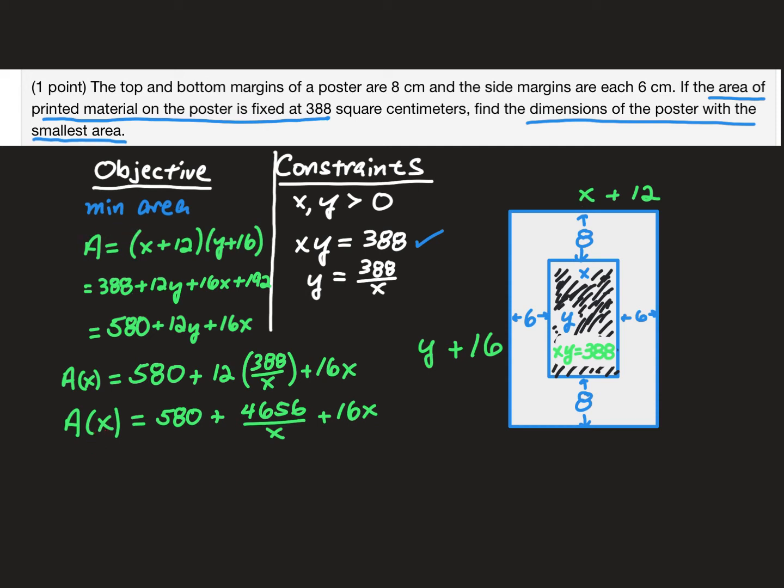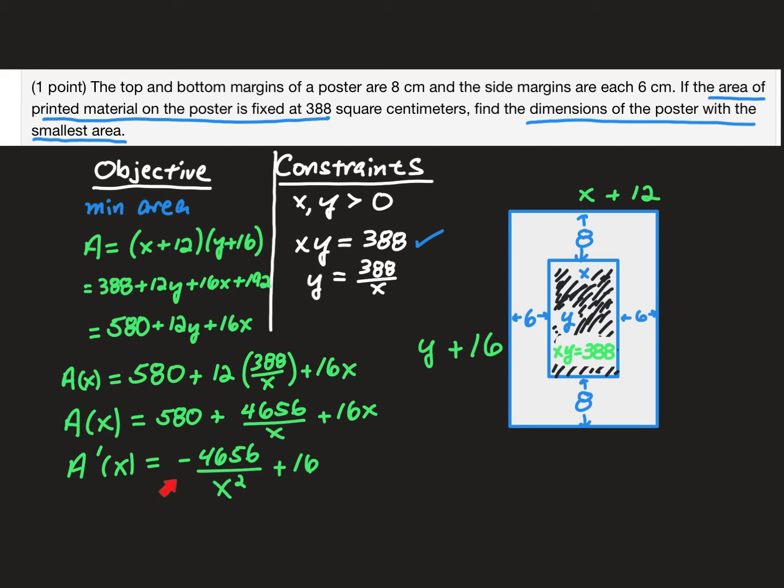So A of x is the function we're going to minimize. That's our area function. And that's 580 plus 4656 over x plus 16x. All right, so when I differentiate that, the derivative of the constant is 0. This is x to the minus 1. So when I differentiate it, the minus 1 drops in front, and then we have a minus 1 as the exponent, so we subtract 1 from minus 1, we get minus 2, but x to the minus 2 is 1 over x squared. And then the derivative of 16x is 16.